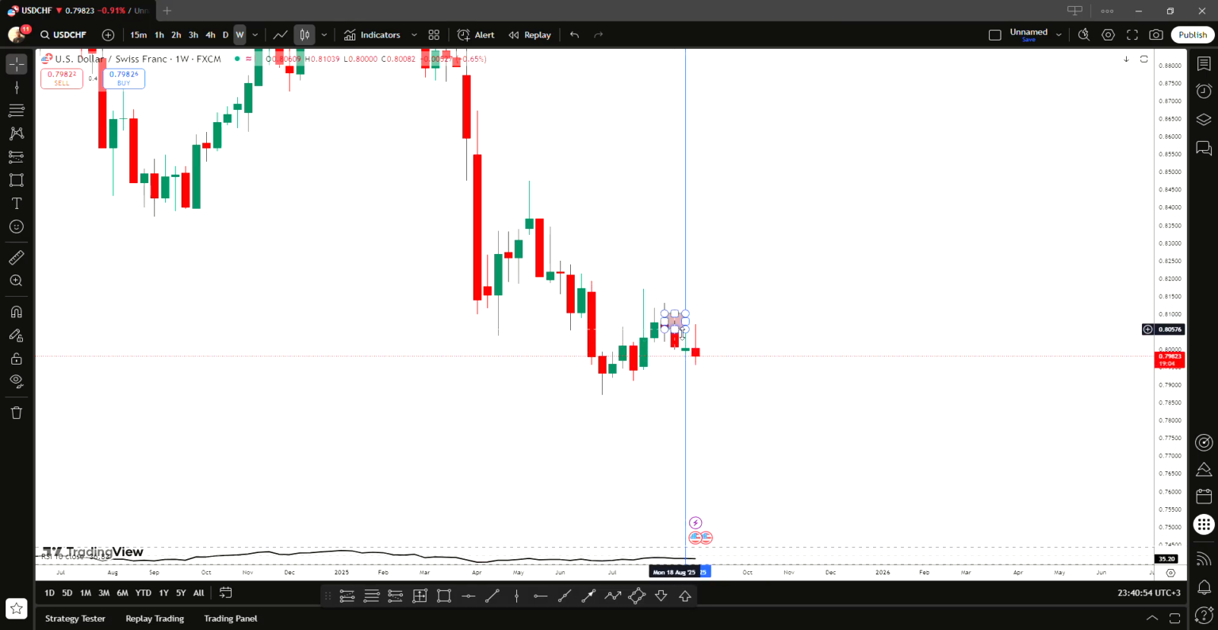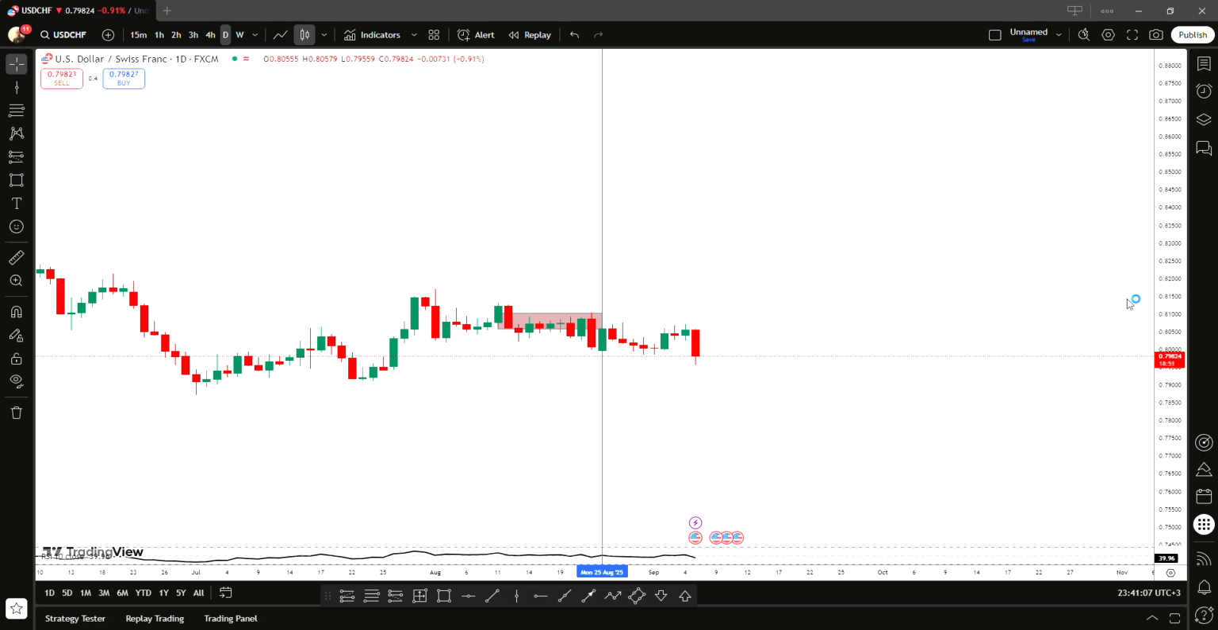So this is the wick that we were looking to sell from. Why are we selling? Because we had sellers closing below this one here. So after that, you drop down to the daily time frame to start refining your entries.